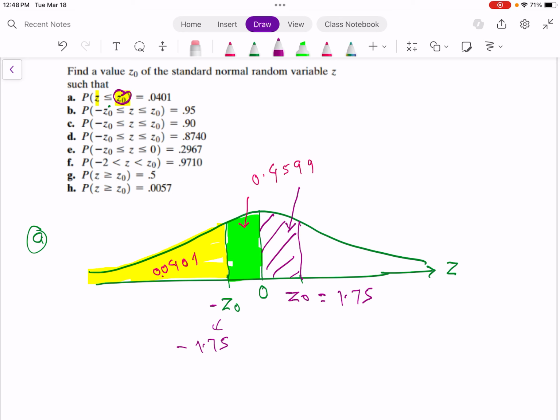Now I want you to try the remaining, okay? And I'll be helping you. We still have like 2 more minutes. At least, I think you can complete at least B.